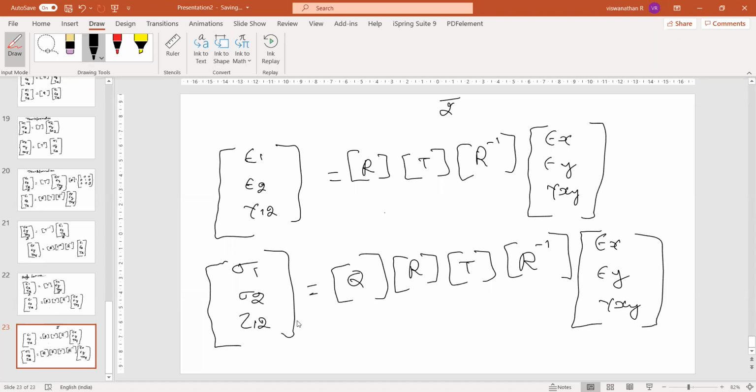Now I want a relation between the global stresses and the global strains. This is a global strain here. I want a relation between global stresses and global strains. How do I get that? What should I do? I should put sigma x, sigma y, tau xy here.